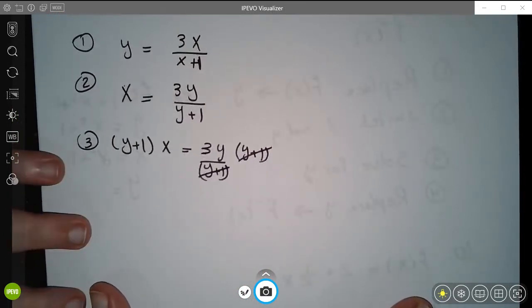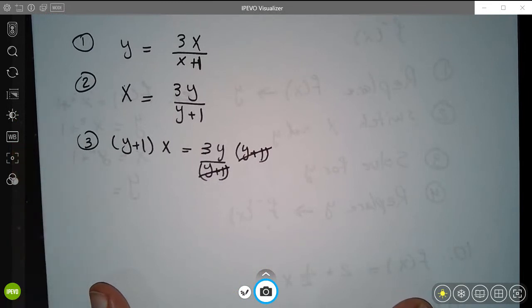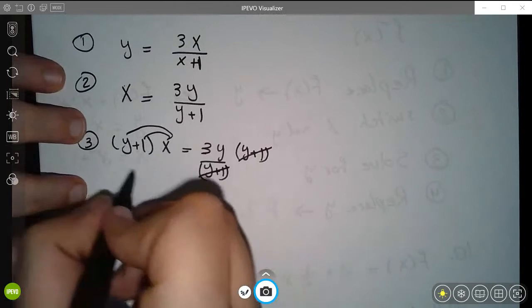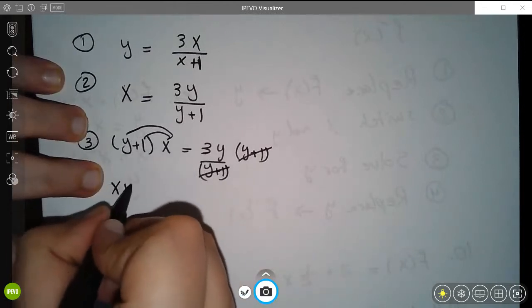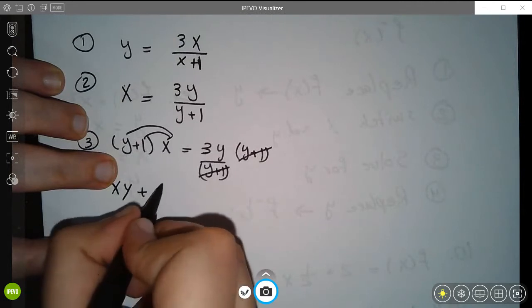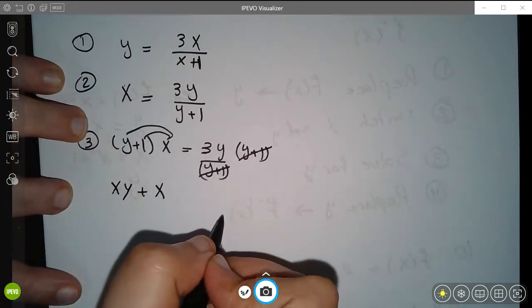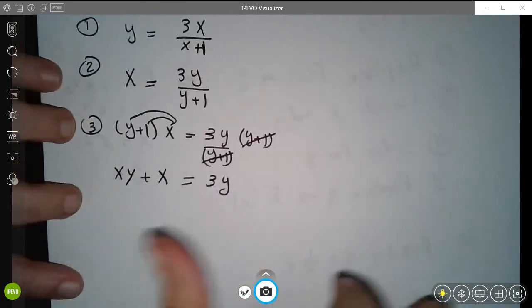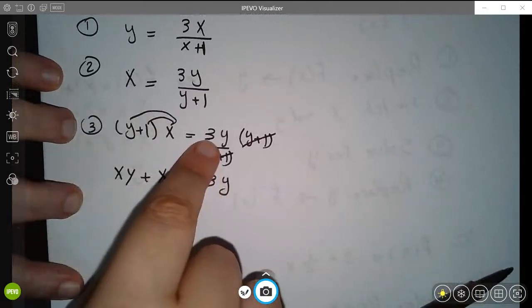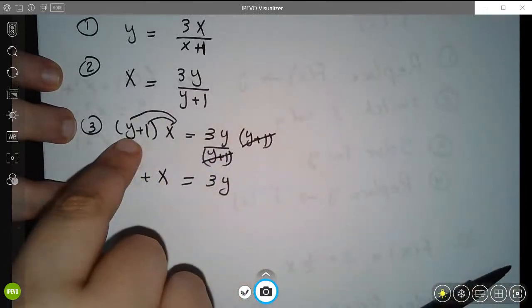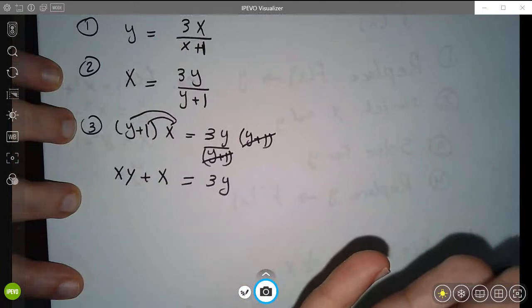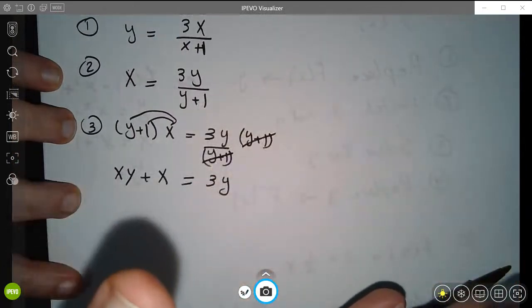Now, next thing you can do is multiply the x in. Once you do that, you end up with x times y, so that's xy, and then x times 1, so x. And on this side, we still have 3y. Now, I've been asked before, why are we doing this? Why can't I just divide by 3 and be done with it? It's because we still have a y over here. One side has to have y, and the other side has to have everything else but the y. Make sense? So I'm trying to get all the y's on one side.